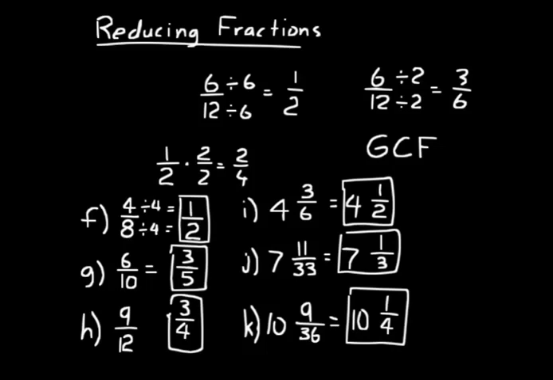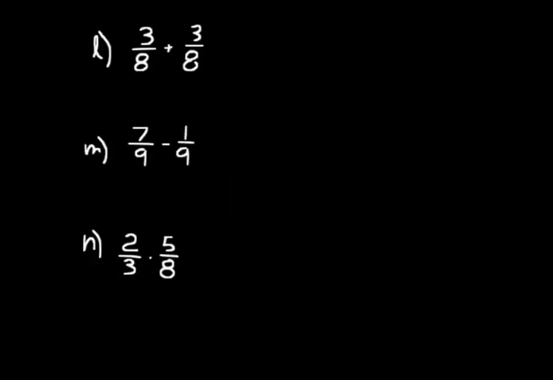To find an equivalent fraction, you multiply above and below by the same value. To reduce a fraction, you divide above and below by the same value, which needs to be the greatest common factor. Let's do a few more. Just do the operations that have been indicated here, and then reduce the answer to lowest terms if you need to.